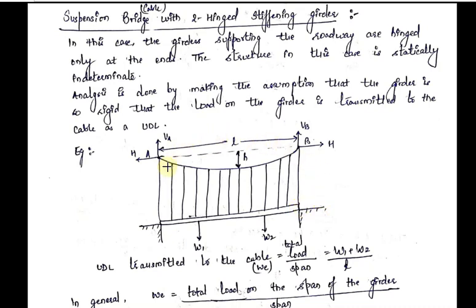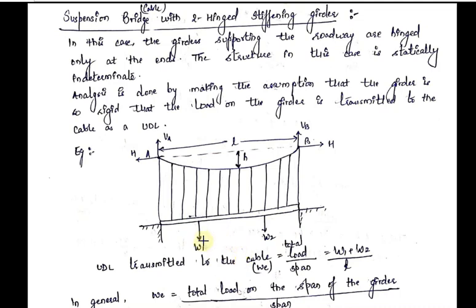Now, in order to analyze a two-hinged stiffening girder, we make one assumption: whatever be the load acting on the girder, whether it is a point load or a UVL or a UDL, the ultimate load which will be transferred to the cables through the suspenders will be a UDL. So the ultimate load transferred to the cable will always be a UDL, irrespective of the load acting on the deck of the bridge.